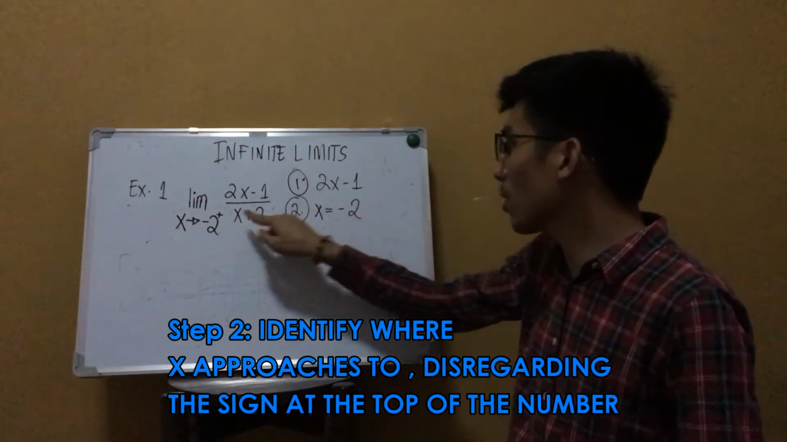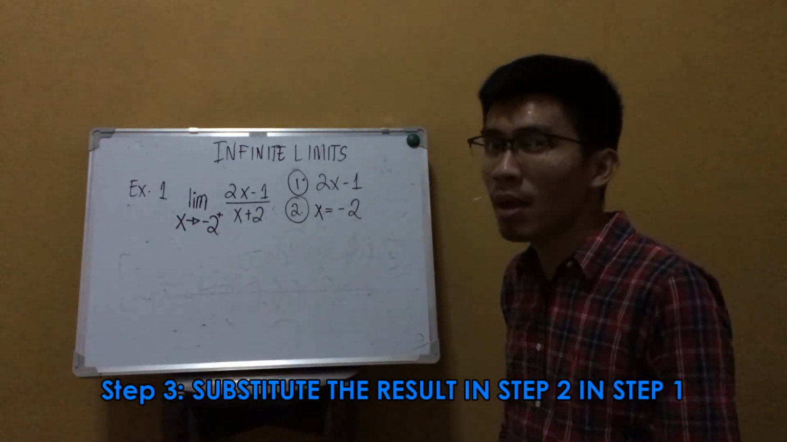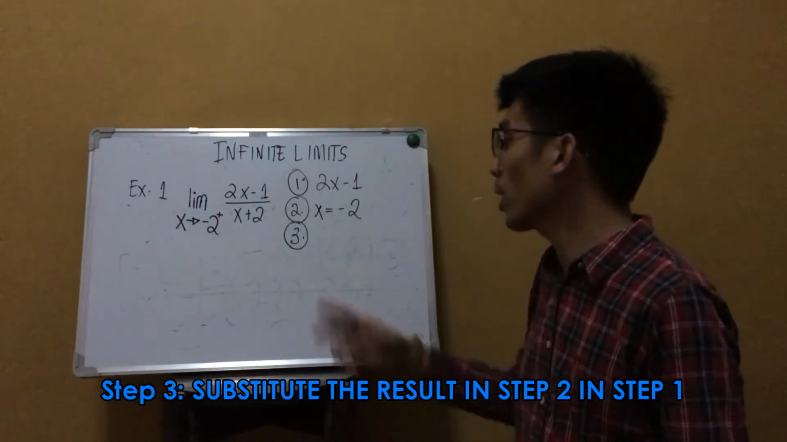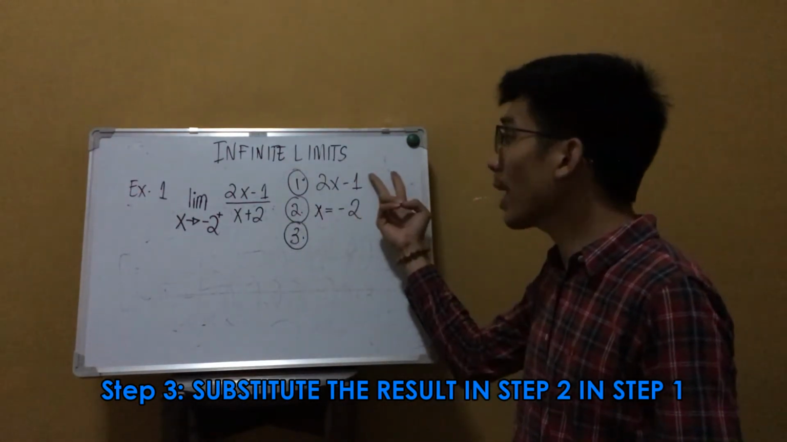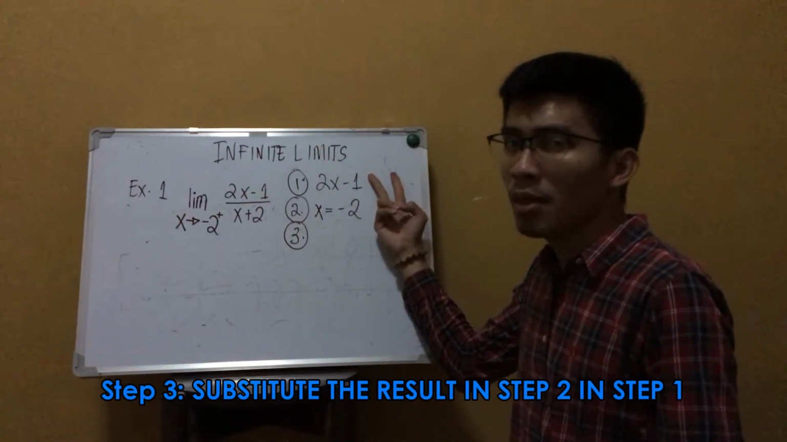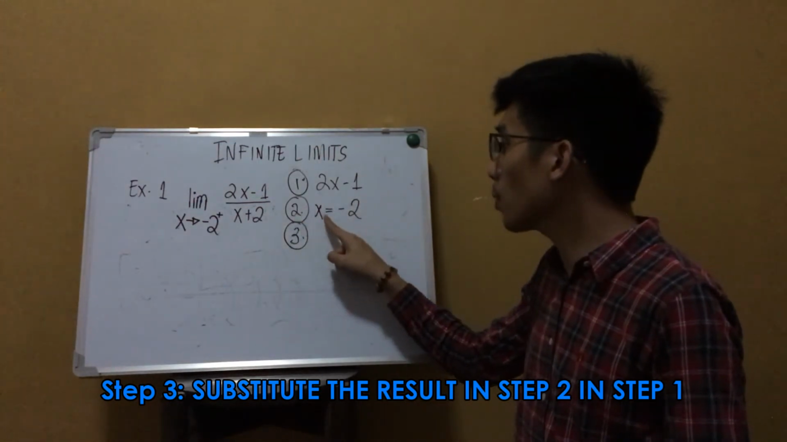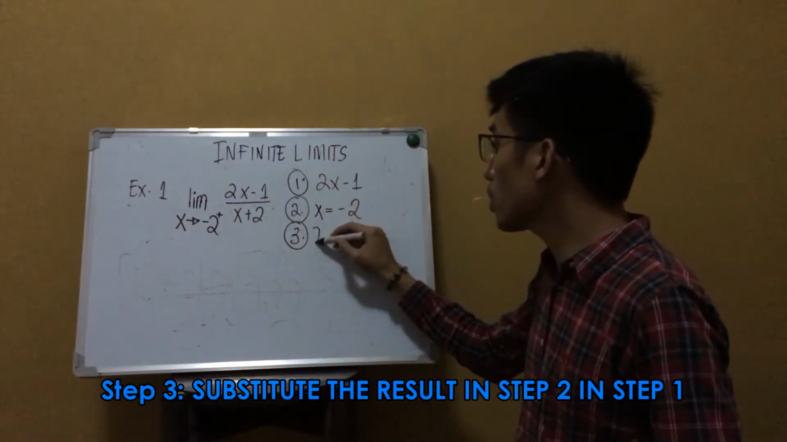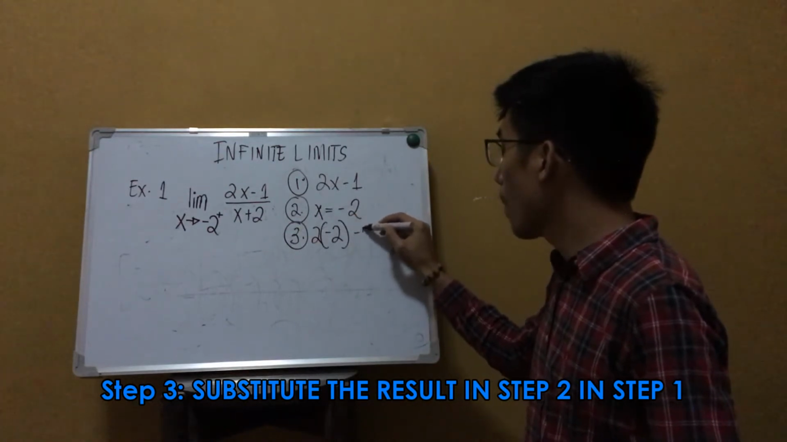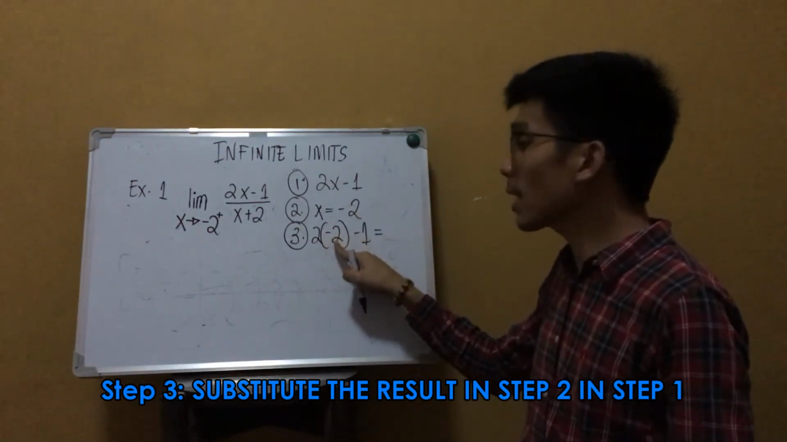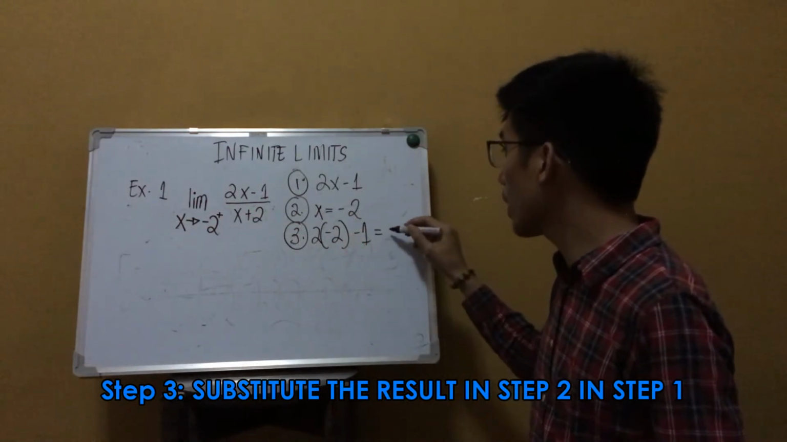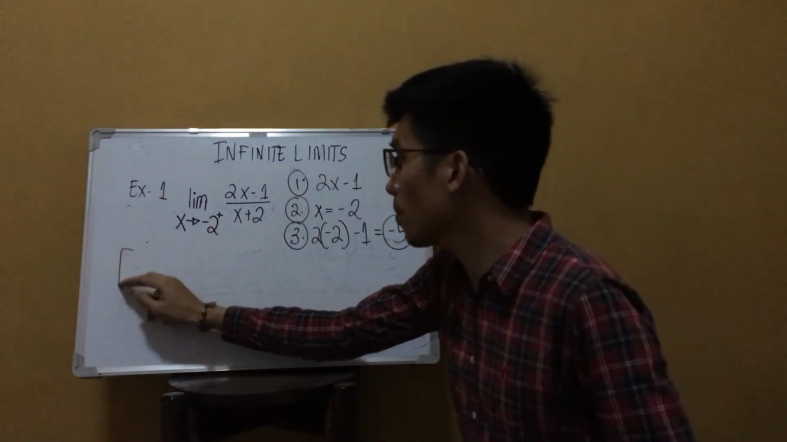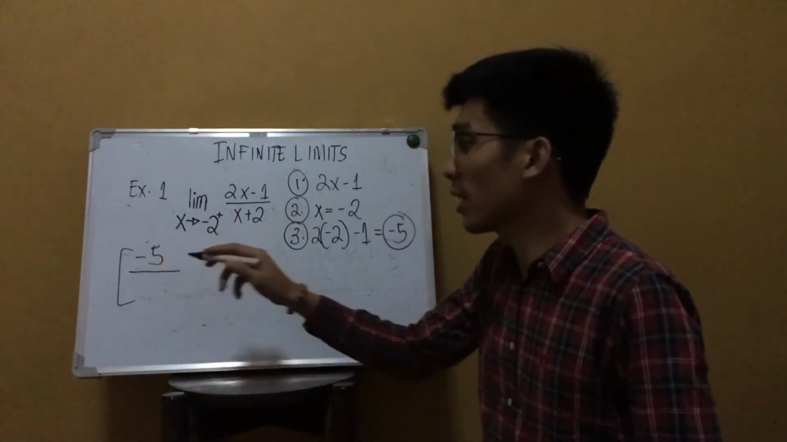Okay, again, disregard the sign at the top. That is step number 2. For step number 3, what you are going to do is substitute the value from step number 2 into the variable x of step number 1. As you can observe, x approaches negative 2, so you substitute that into step number 1. So it will become 2 times negative 2 minus 1. So 2 times negative 2 is negative 4, minus 1 is negative 5. And negative 5 is considered to be your numerator this time.